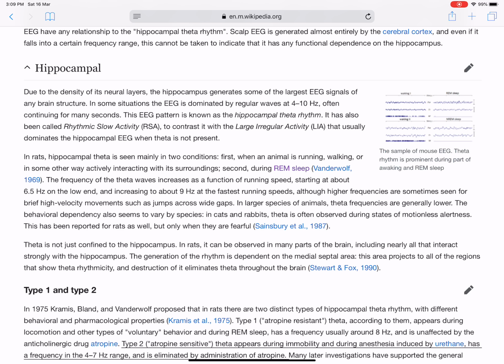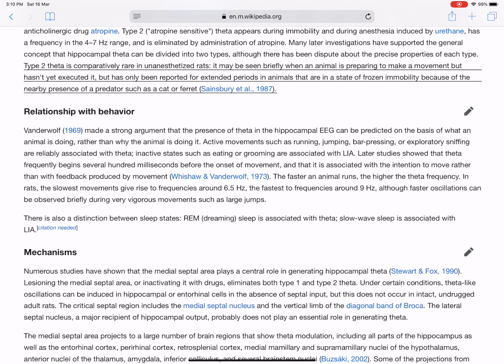It may be seen briefly when an animal is preparing to make a movement but hasn't yet executed it, but has only been reported for extended periods in animals that are in a state of frozen immobility because of the nearby presence of a predator such as a cat or ferret. (Sainsbury et al., 1987.) Relationship with behavior.